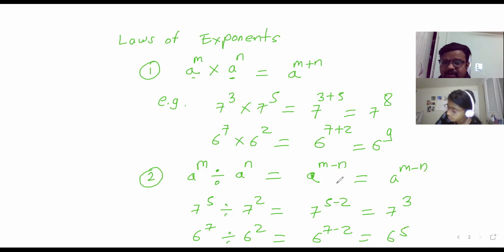There are two examples I have written for it. 6 raised to 7 divided by 6 raised to 2. It means 6 raised to 7 minus 2. That is, it means 6 raised to 5. Okay.